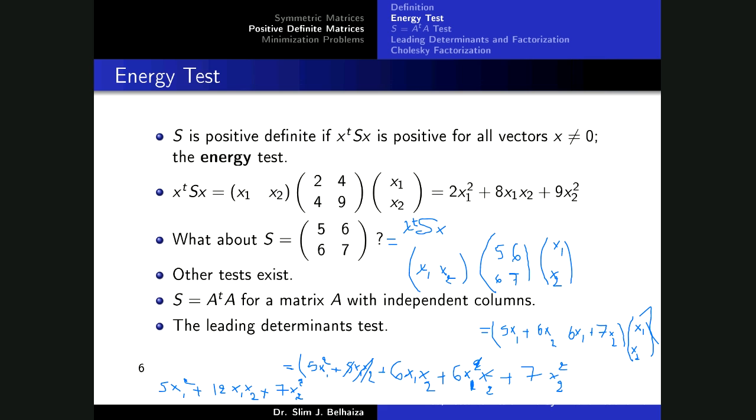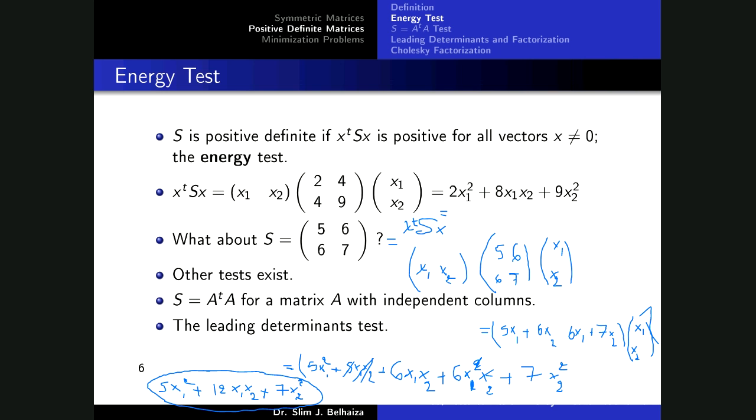Okay, so it's 5x1 squared plus 6x1, x2 plus 6x1, x2 plus 7x2 squared. Okay, so we need the certification that this is positive. Again, it's not obvious. Well, there are some tricks. Among some of the tricks we can use is writing, in fact, this polynomial as a sum of two squares.